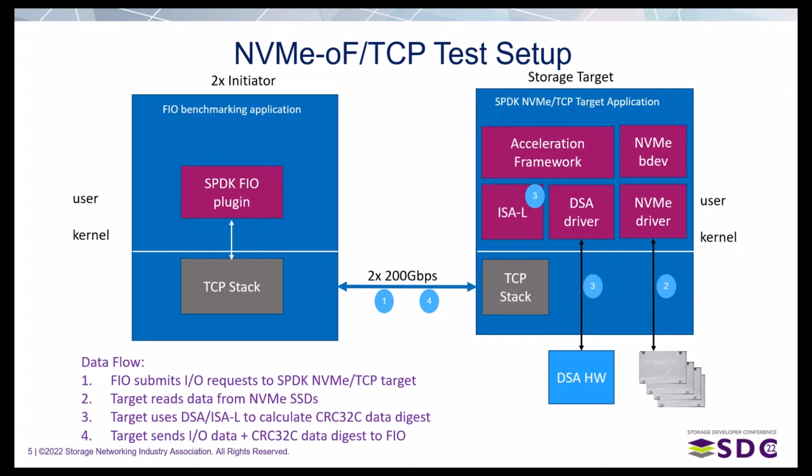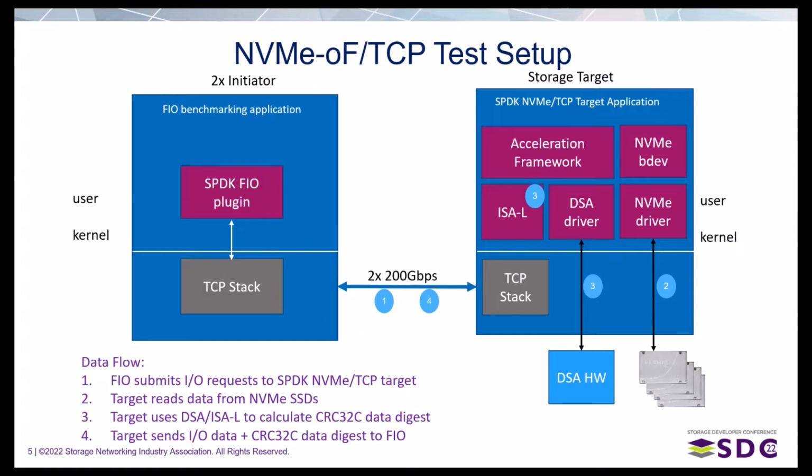The acceleration framework in our setup uses one of two methods to compute the data digest. On a system that has the Intel DSA engine, the target can offload the CRC32C computation to the DSA device. On systems that don't have hardware accelerators, the target uses ISA-L, the Intelligent Storage Acceleration Library, to compute the CRC32C digest on the CPU core where the application is running.